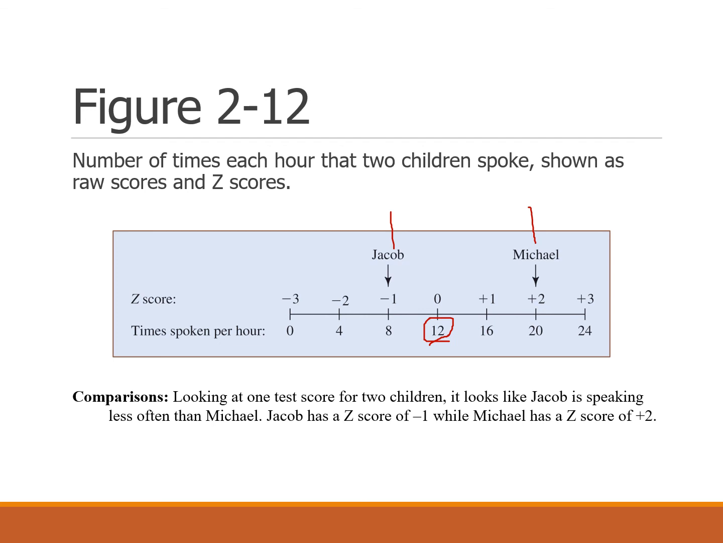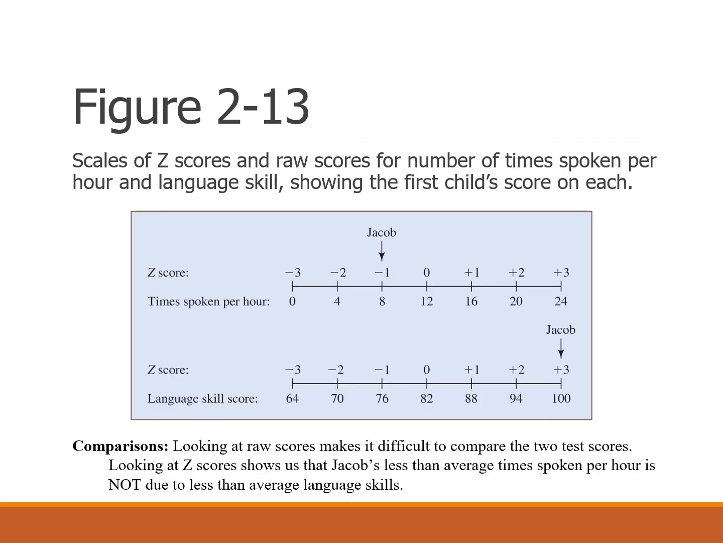Certainly tells us that Michael is doing well, or at least he's communicating well. But of course, we know that speaking with other children, it could be that Jacob is more introverted and Michael is more extroverted. But we look at these test scores and we want to know more. So I have another test score that I want to show you.